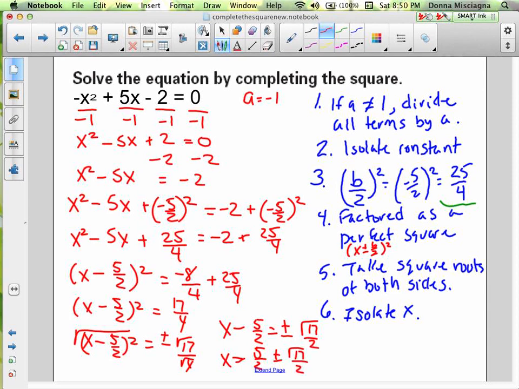Our answers, there's 2 of them. X equals 5 halves plus square root of 17 halves, and x equals 5 halves minus the square root of 17 halves. That's all there was to it. We just have one extra step.